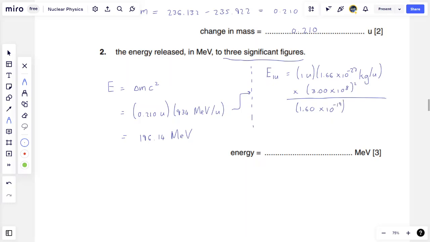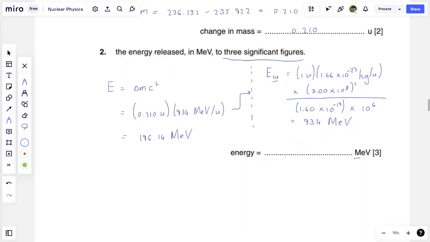Yay, I'm done. No, I'm not. I want MeV, not eV. I want mega electron volts. Mega means I have to divide by a further 10 to the power 6. Aha! By doing this, that's when I get 934 mega electron volts. And so every atomic mass unit U has an energy of 934 mega electron volts.